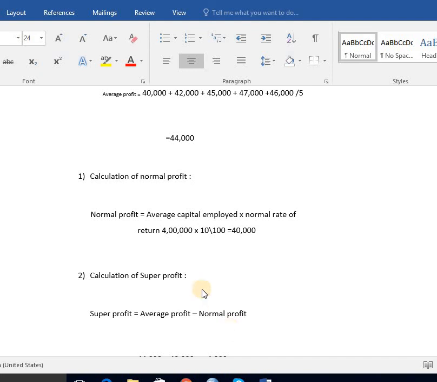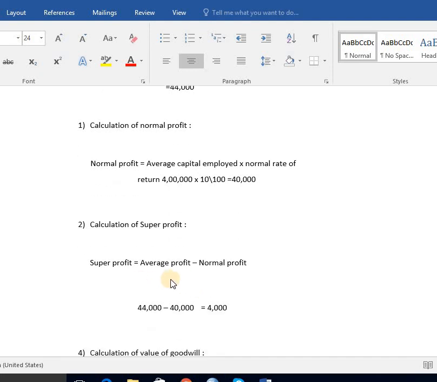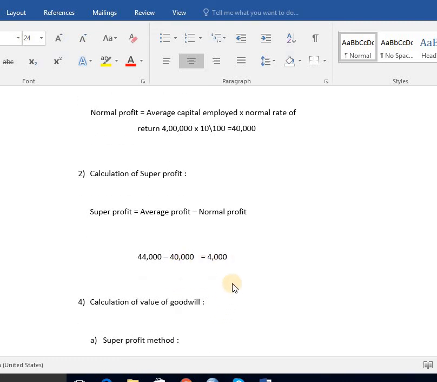Normal profit is equal to average capital employed into normal rate of return. Super profit is equal to average profit minus normal profit. So, what is average profit? 44,000. What is the normal profit? 40,000. So, the difference will be 4,000. 4,000 is nothing but super profit.